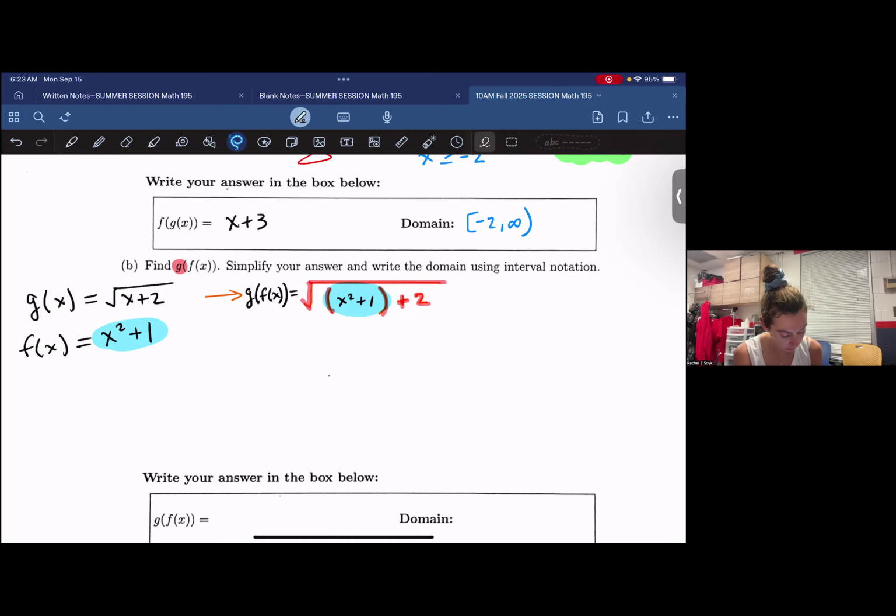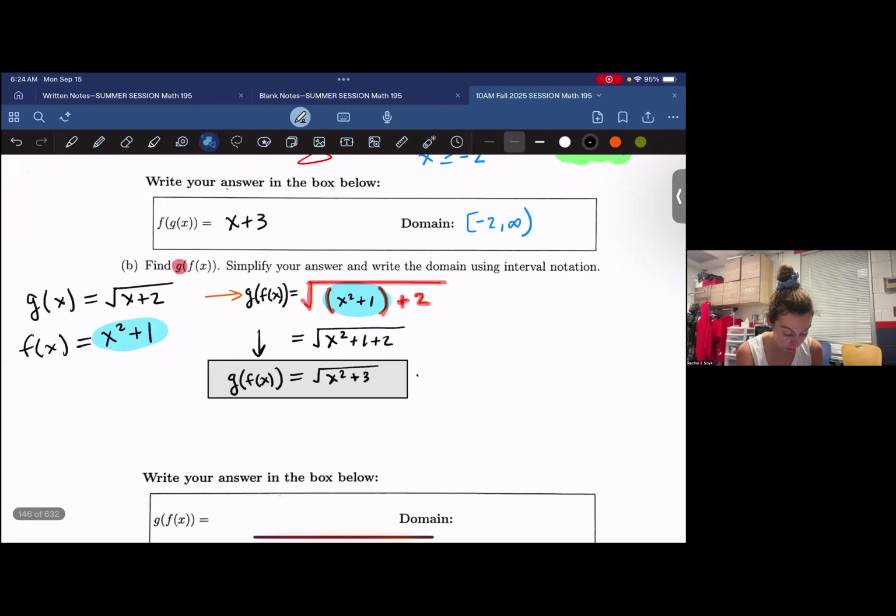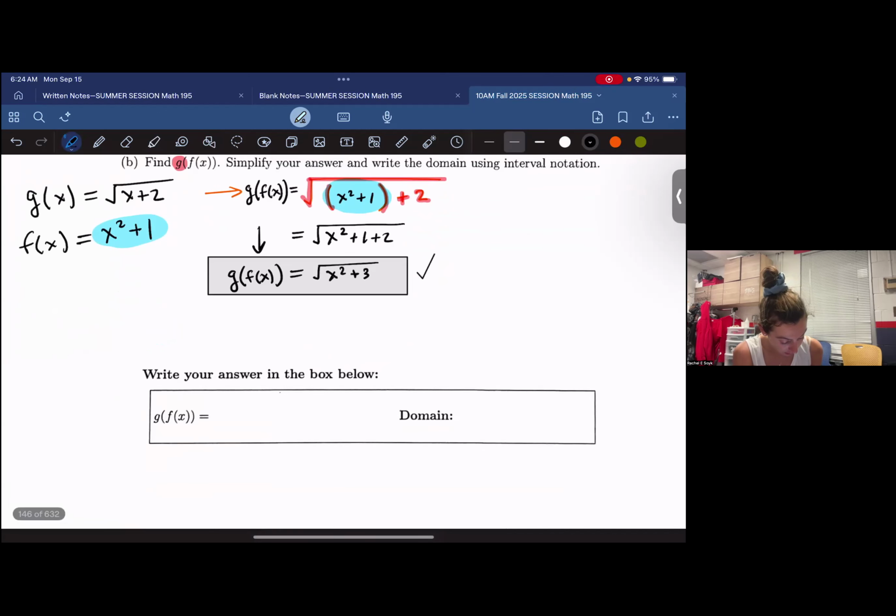So we can get rid of these parentheses, and we're looking at x squared plus 1 plus 2, square root of all of this, which is essentially just the square root of x squared plus 3. We cannot simplify this further. So we did the first part. Once you get to this point, you already received half credit on this part.